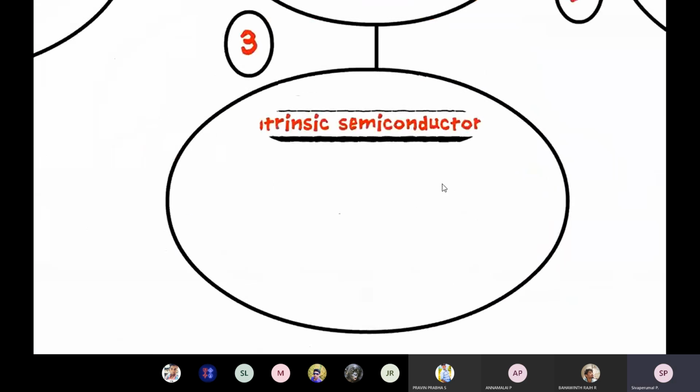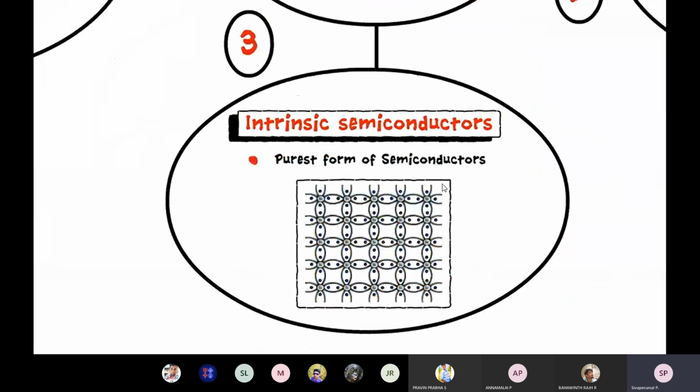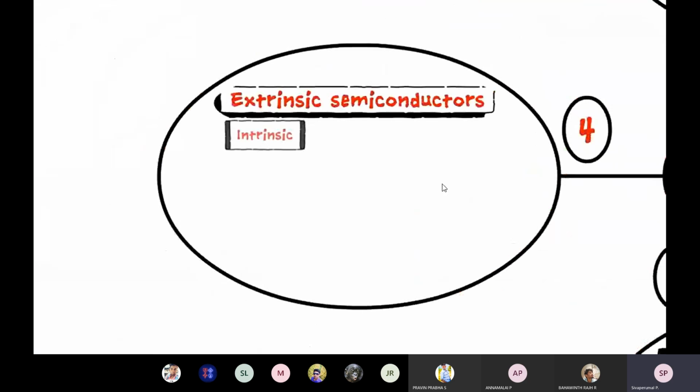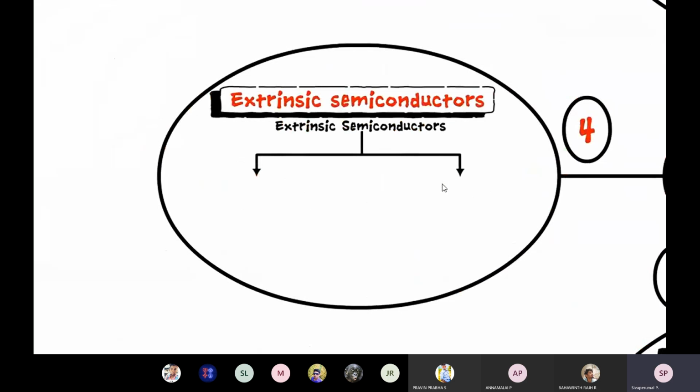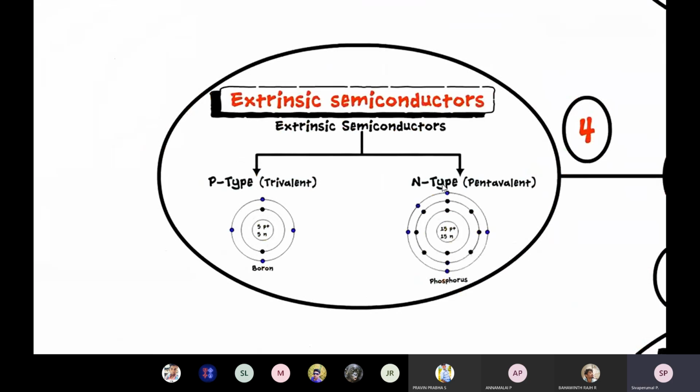The intrinsic semiconductor is the purest form of the semiconductor. There is a structure based on silicon material, and we discussed two conditions. In the extrinsic semiconductor, impurities are added, either boron or phosphorus. Once you add that, how will the nature be formed? You can see the structure in the PPT or videos. The extrinsic semiconductor has two types: P type and N type, with boron and phosphorus. That's it.